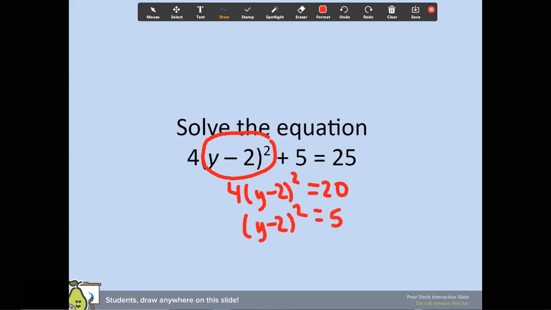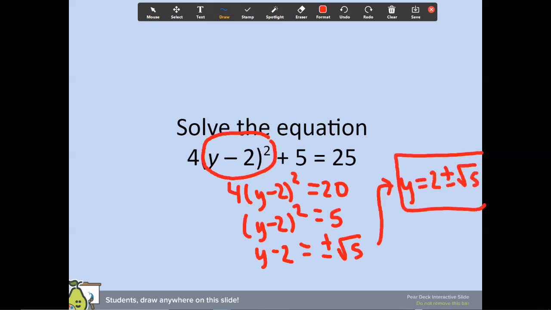Now I'm going to square root both sides. Here I get a y minus 2. On this side, when I square root, I get a positive and a negative root 5. And then what I'm going to do is I'm going to add 2. So I'm going to get 2 plus or minus root 5. And that's your answer. Leave it in that form unless you see it as a decimal in a multiple choice situation, but it's most likely going to be in radical form.